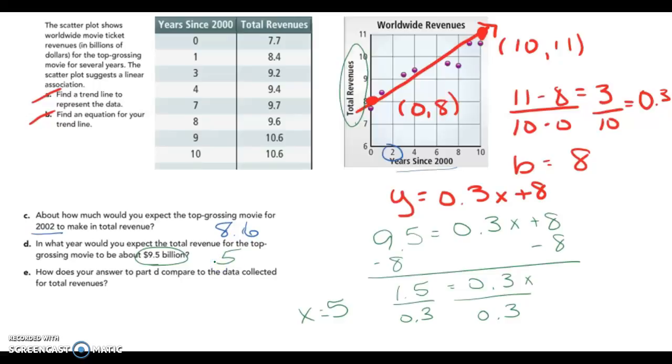And then it says for question E, how does your answer to part D compare to the data collected for the total revenue? Well, we've already checked that, and it does make sense. So my answer makes sense based on this for my total revenue. So when I looked at it on the graph, it would have been a dot right about in there. So that would make sense.